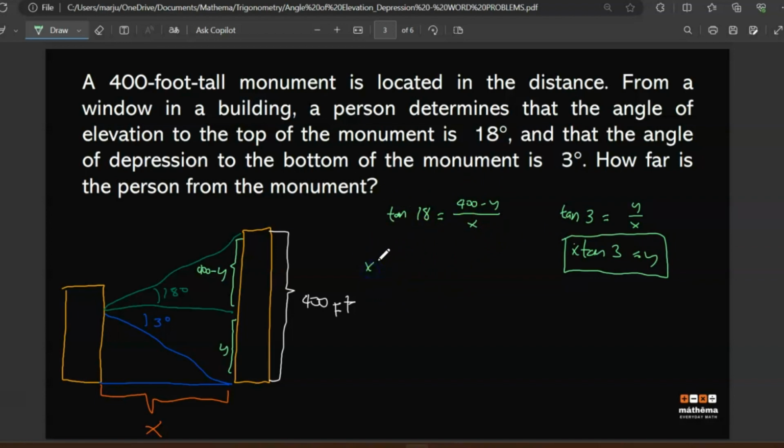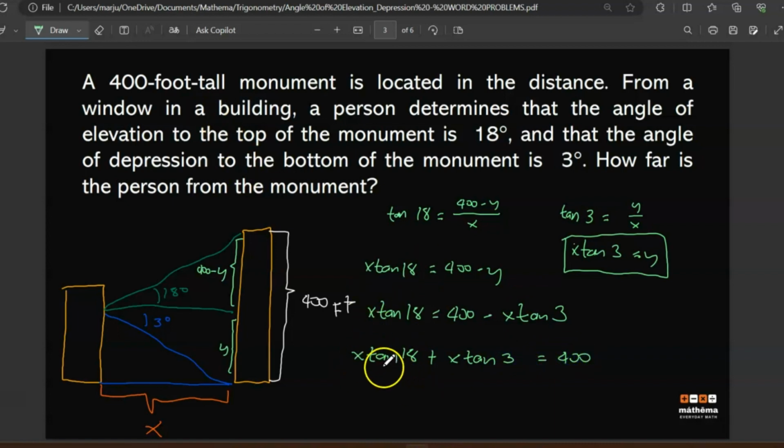We will get x tan 18 is equal to 400 minus y. And again, we know that y is x tan 3. So this will give us x tangent 18 is equal to 400 minus, again, y is just x times tan 3. And then we are going to combine like terms. We will do x tan 18, this is negative, so that will become plus x tan 3, and again this is equal to 400.